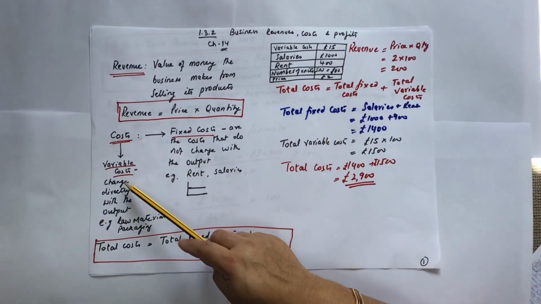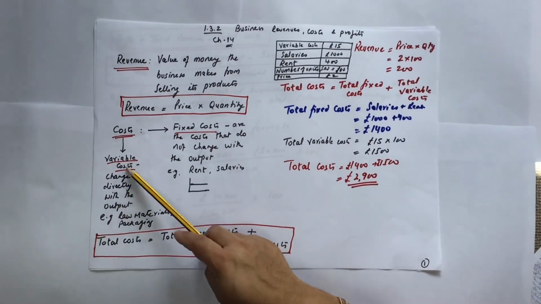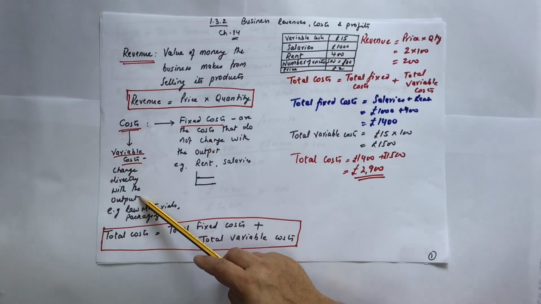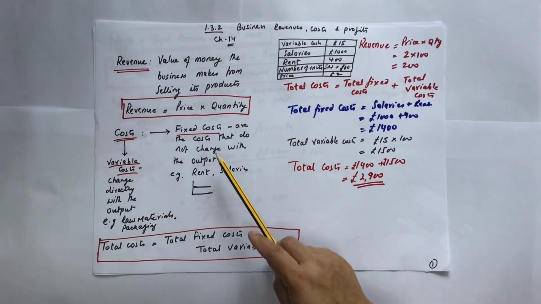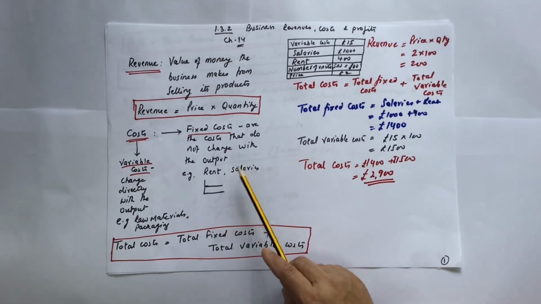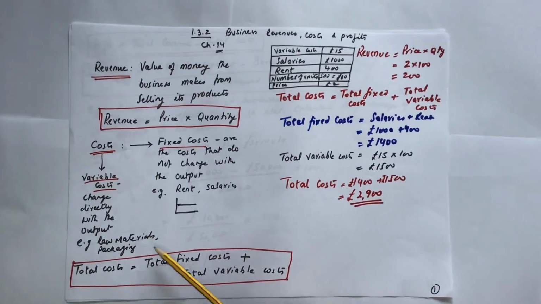Costs: basically two types of cost, variable cost and fixed cost. Fixed costs do not change with the output, whereas variable costs are directly related to output. For example, raw materials: if you produce more units, you use more raw materials. Examples of fixed cost: rent and salaries. Do memorize these examples because they come as 2 markers, 1 markers, etc.